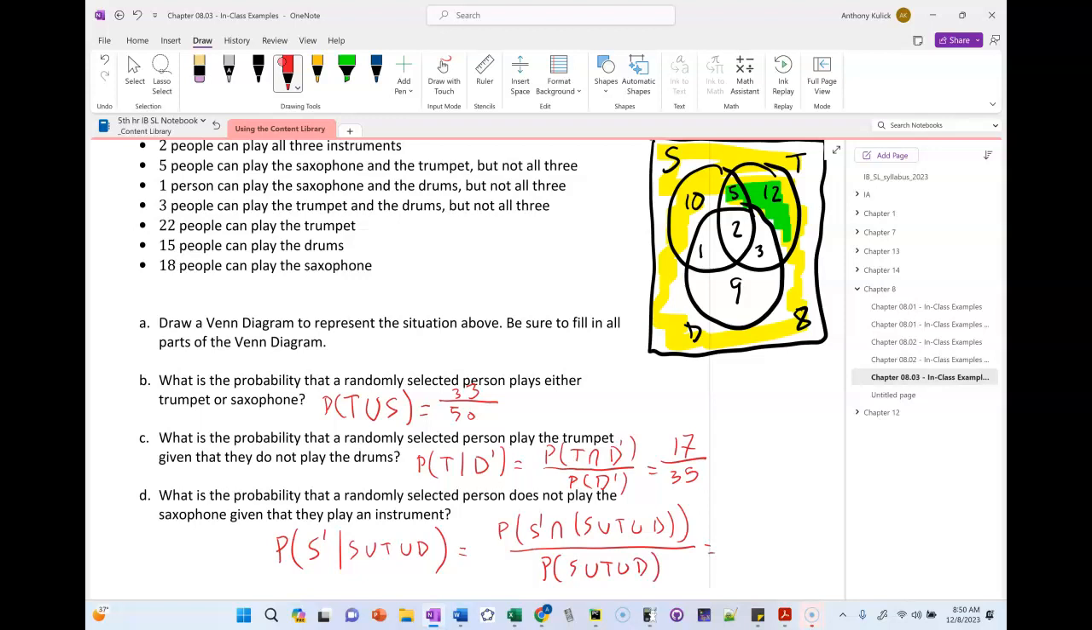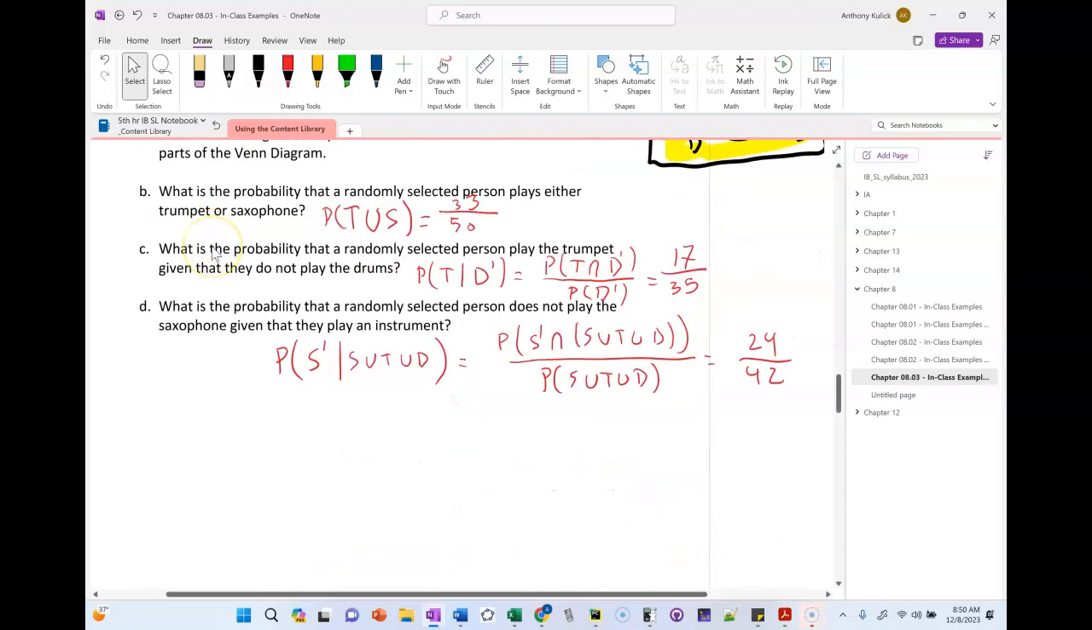So 12, 15, 24 that are some kind of instrument but not a saxophone. You know, class is out, right? Nope. Not even. No bell?